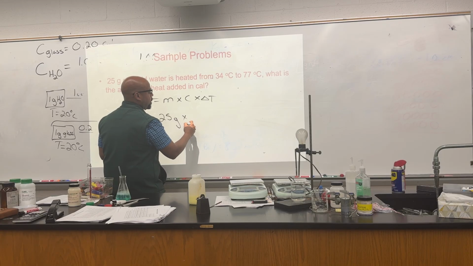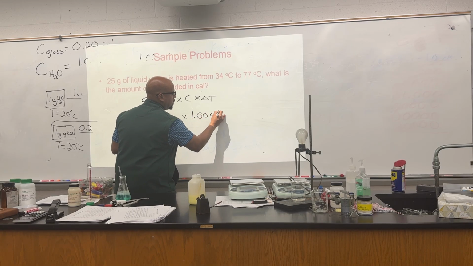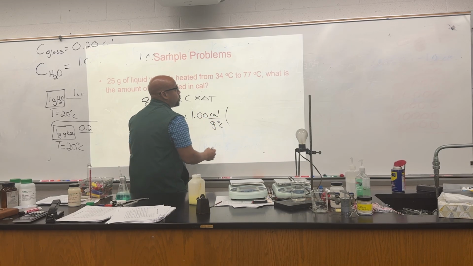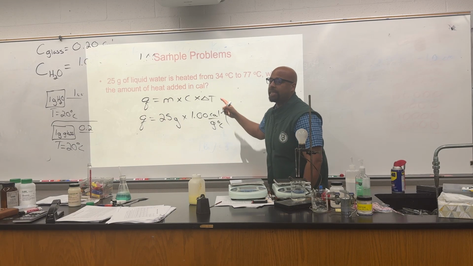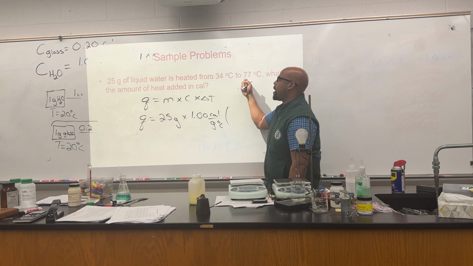Specific capacity for water, we said it was going to be 1.00 calories per gram degree Celsius. Once again, final temperature minus the initial. Please remember it's final minus the initial.